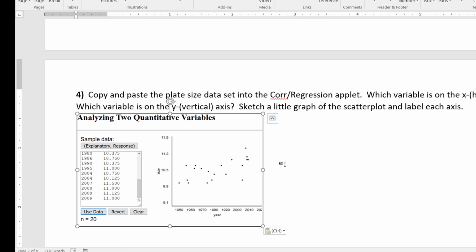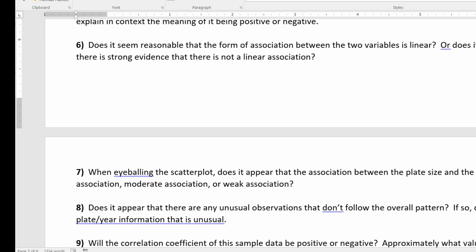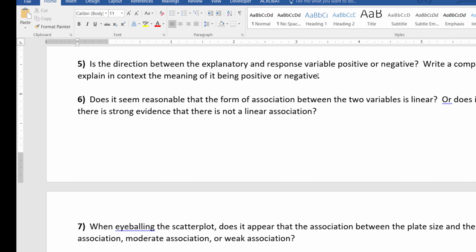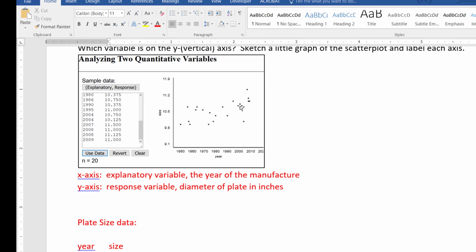Okay, so I have made a screenshot of our scatter plot. It asks which variable is on the x-axis and which is on the y-axis. The x-axis is the explanatory variable, the year of manufacture of the plate. The y-axis is the response variable, the diameter of the plate in inches. Part 5 asked, is the direction between the explanatory and response variable positive or negative, and to write a complete sentence to explain the meaning of that being positive or negative. Okay, so looking at the scatter plot, it does look like it is increasing.